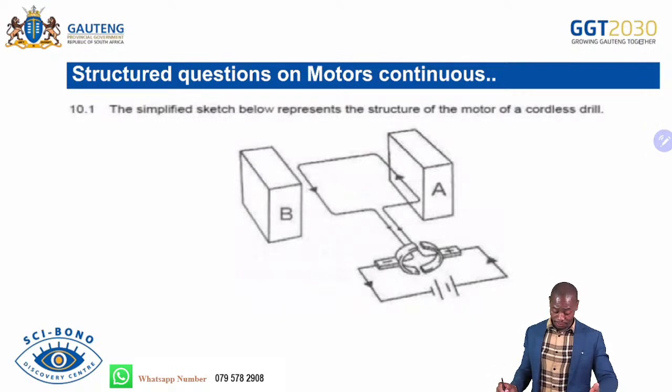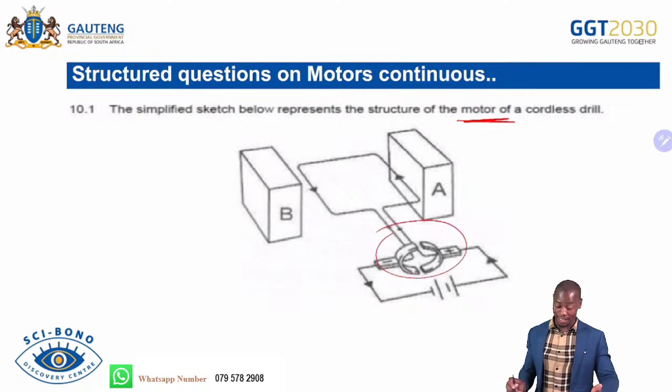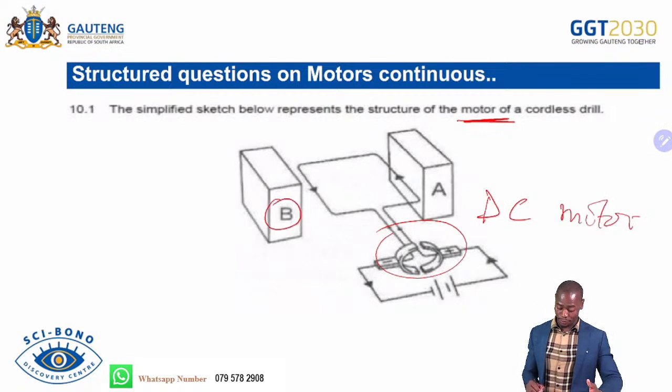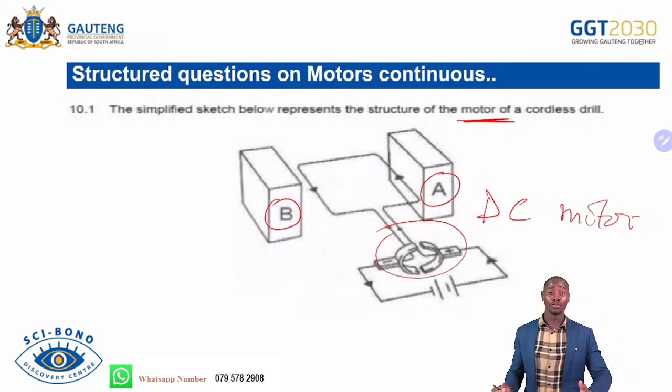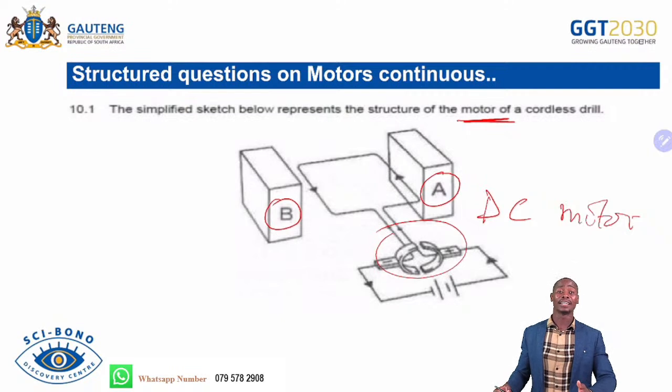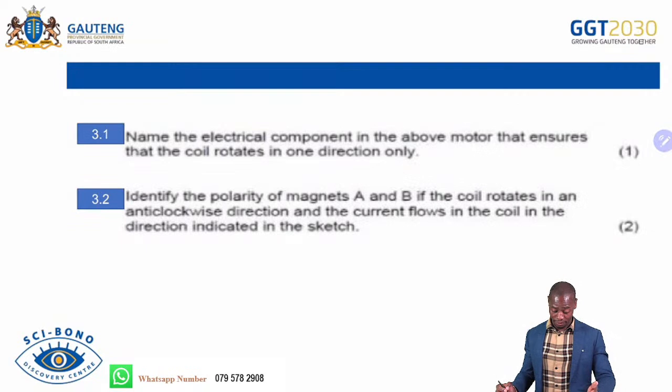Then this is a simplified sketch again, which represents a motor, right? So what type of a motor is this one? Again, check. There is a split ring commutator there. So again, this is going to be a DC motor. Then to get the poles, you can see there's B, there's A there. So to get the poles, you have to use again Fleming's left-hand rule, because this is a motor. All right. So this is the motor.